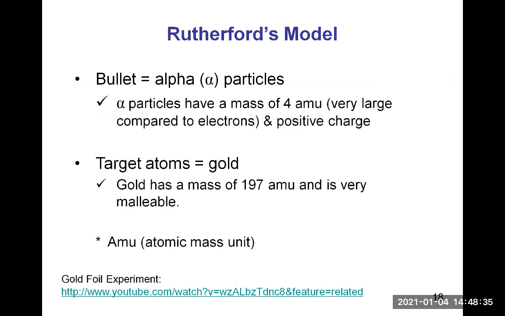And then the target atoms would be a gold foil. So gold is a large atom. It has a mass of 197 atomic mass units, and it's very malleable, so you can flatten it into a foil. And so that would be the target they use. So let's look at the gold foil experiment performed.